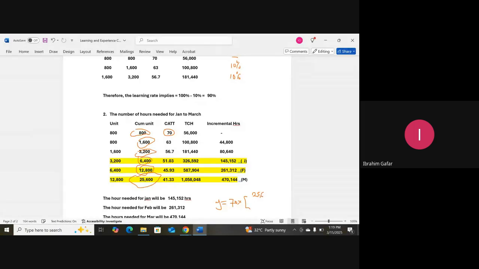25,600 all over the number of units in the first batch. What's the number of units in the first batch? 800.